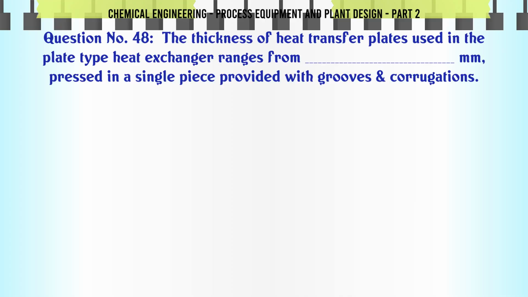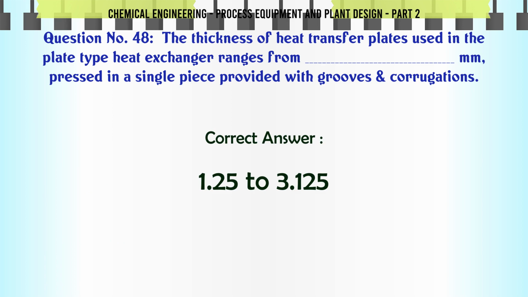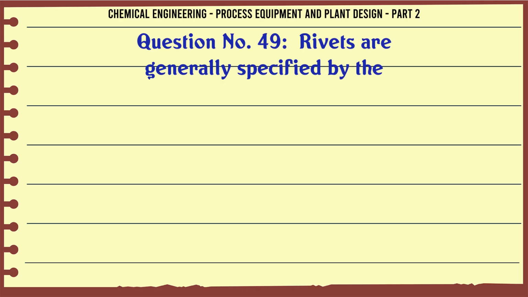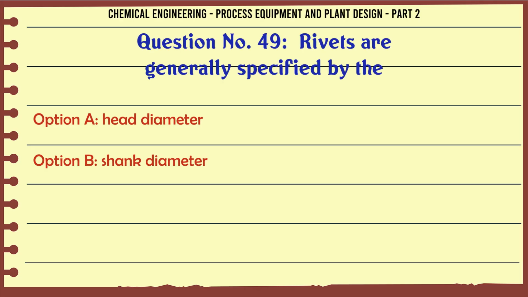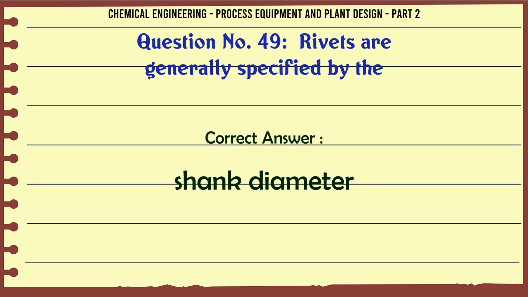The thickness of heat transfer plates used in the plate type heat exchanger ranges from mm, pressed in a single piece provided with grooves or corrugations. A. 0.3 to 0.8. B. 1.25 to 3.125. C. 3.5 to 7.0. D. 8 to 12. The correct answer is 1.25 to 3.125. Rivets are generally specified by the A. Head diameter, B. Shank diameter, C. Overall length, D. None of these. The correct answer is shank diameter.